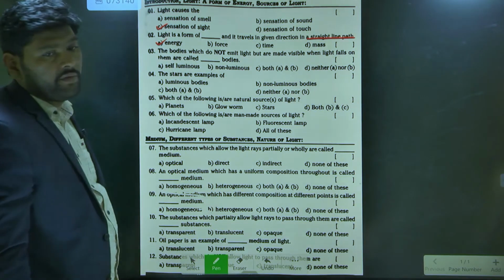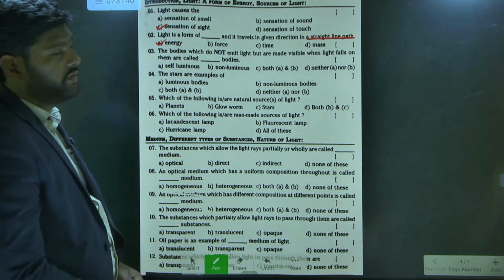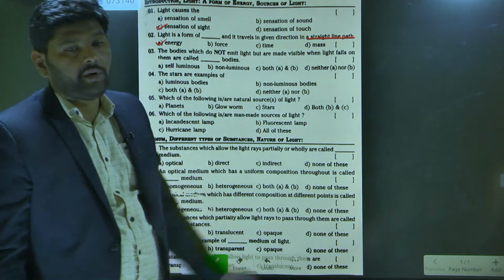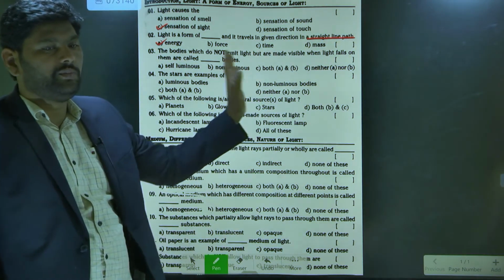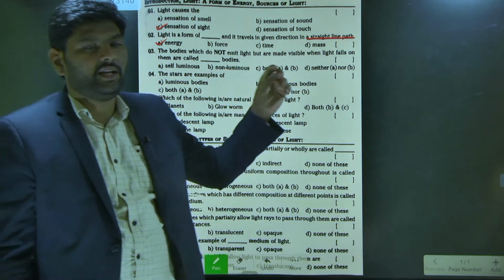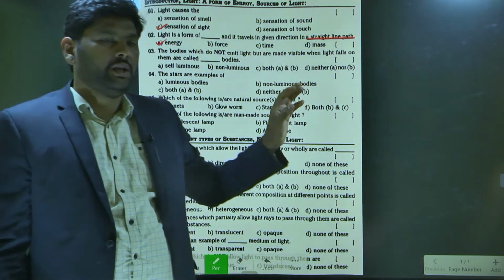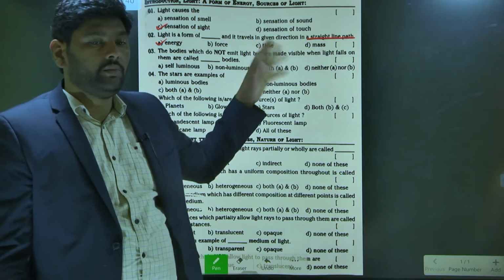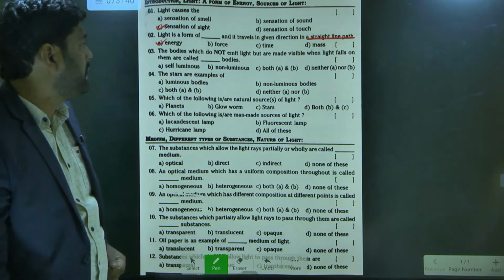Light is a form of energy, and it is moving in a straight line. That is one of the properties of light. In one question they are asking two concepts: what is light, and in which direction it is travelling. They both are mentioned in this line.